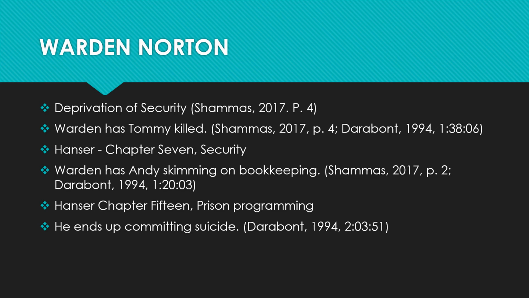For the second example of the deprivation of security is administrative control models of inmate behaviors. Shamas, 2017, page 4. This relates to Warden Norton having Andy skimming the books. Darabont, 1994, timestamp 1 hour, 20 minutes, and 3 seconds, and relates to Chapter 15 of our textbook because it refers to one type of prison work programs, which includes types of jobs that maintain the functioning of the prison itself. Hanser, 2020, page 424.